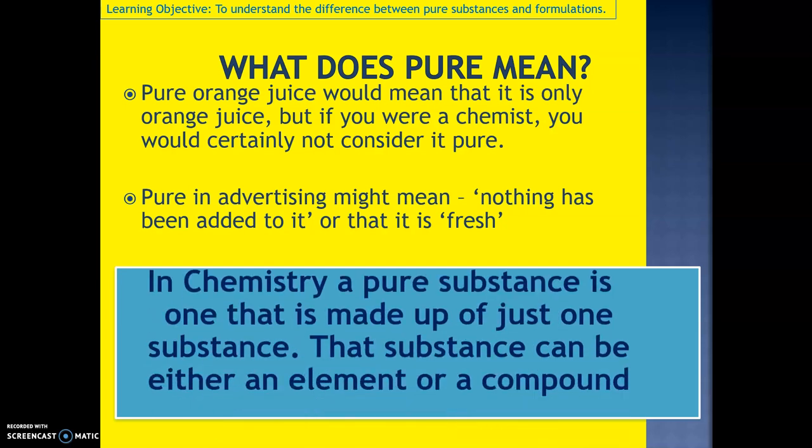But in science, in chemistry, a pure substance is one that is made up of just one substance. That substance can be either an element or a compound. For example, oxygen is a pure element because it is only made of the element oxygen. Compound, so it could be water. So H2O is pure because it's only made of that compound. But if you add seawater, that's water with different compounds and different elements in it as well. So that is not pure. So can you make sure you got that definition down?